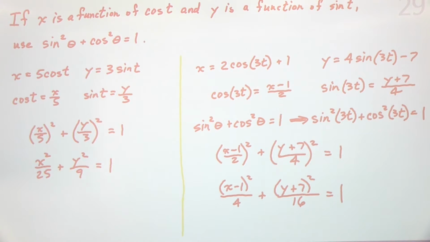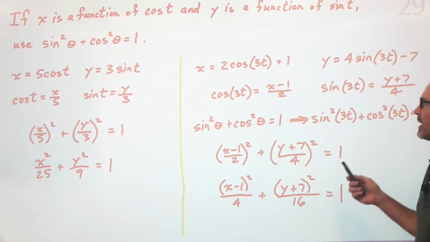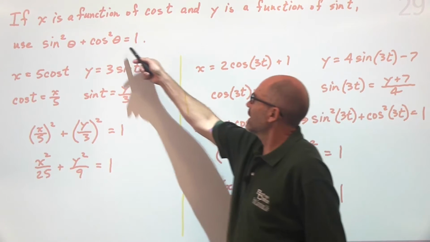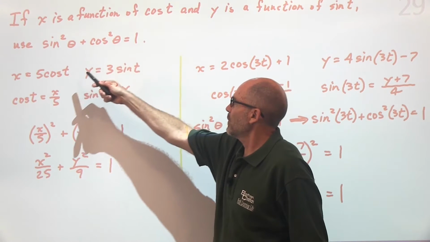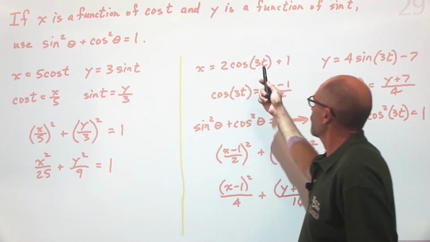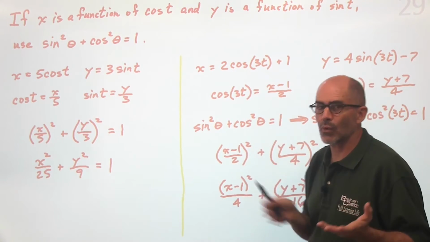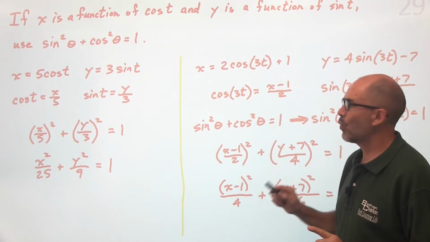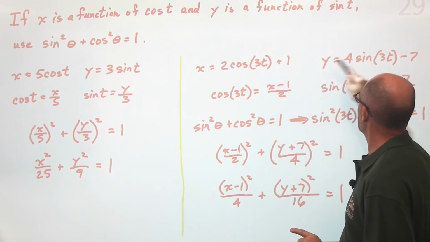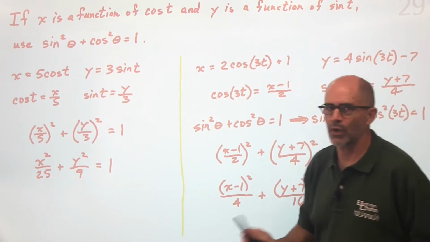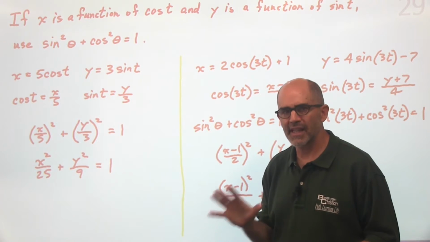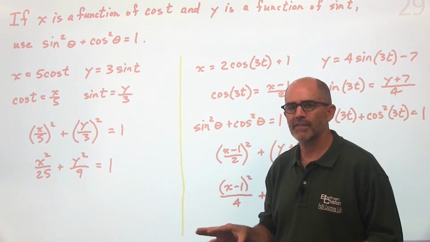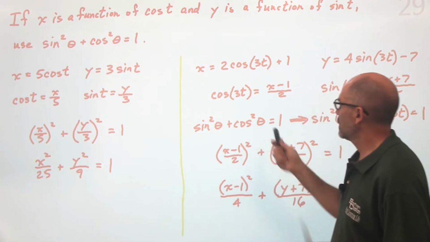So the main thing I wanted to demonstrate here is this Pythagorean identity works whether your angle is t or 3t or 8t or whatever, as long as it's the same in both. Now it won't work if one of them was 3t and the other was 5t. That wouldn't work. But if they're the same value in terms of t, then you can use the Pythagorean identity here.